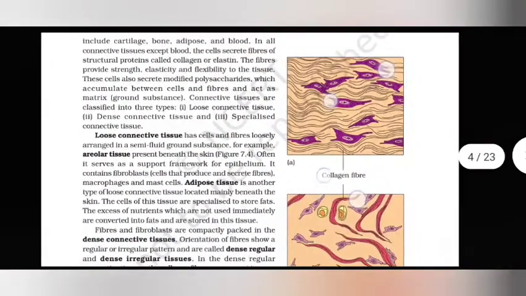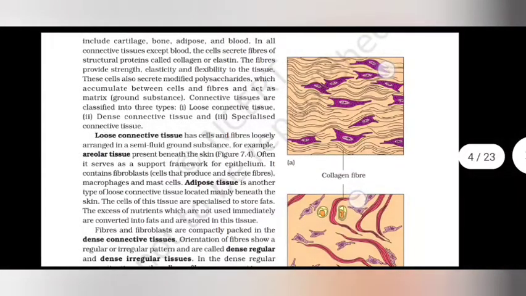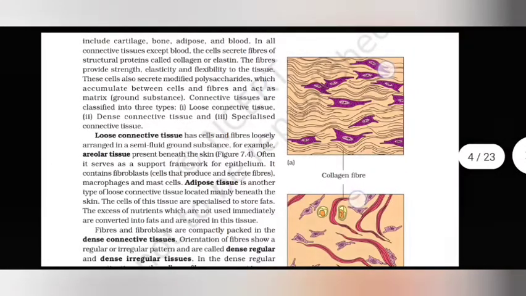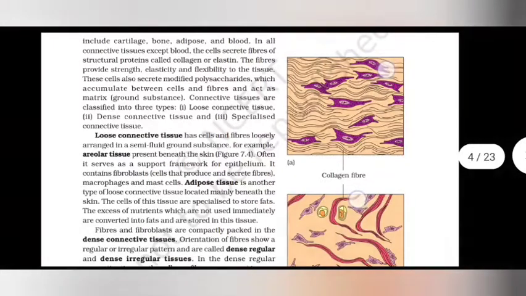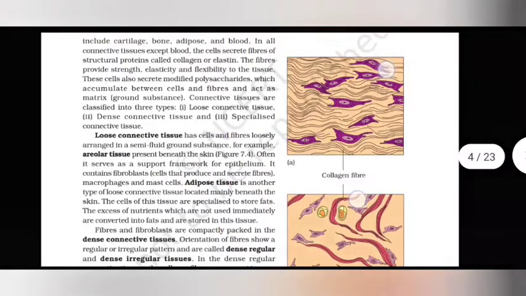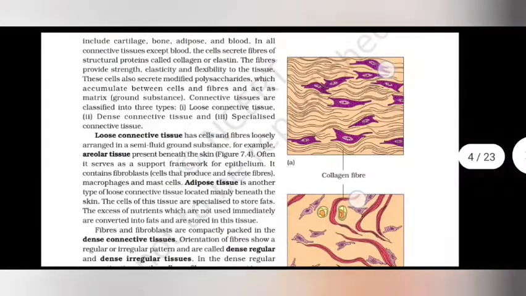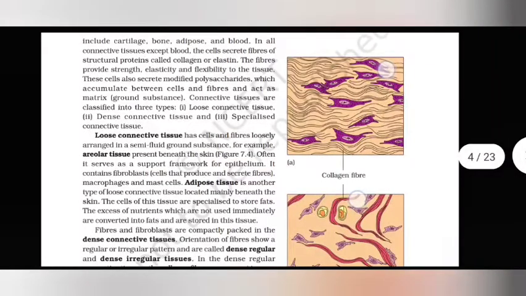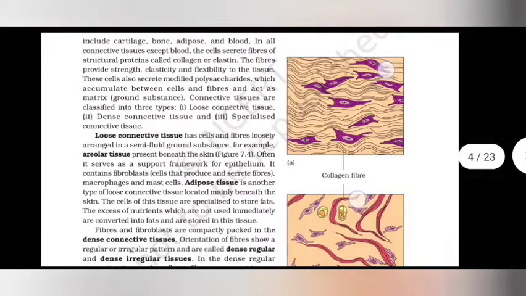Likewise, the next type of regular dense connective tissues are ligaments. Ligaments are also fibrous and quite regularly arranged, but these fibers are mainly made up of elastin fibers. So these ligaments join bone to bone. They connect one bone to another.